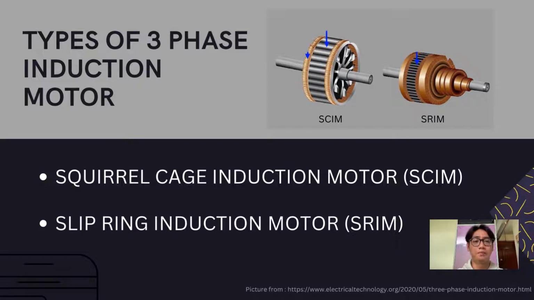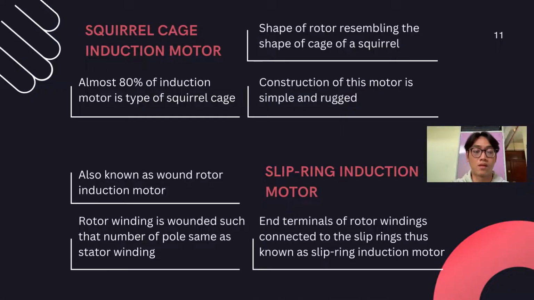And as we can see in the picture in the slide, the left one is the squirrel cage induction motor, and the right one is the slip ring induction motor. Firstly, it is called squirrel cage induction motor because the shape of the rotor resembles the shape of the cage of a squirrel, and the construction of this motor is simple and rugged. Hence, almost 80% of induction motors use the squirrel cage type.